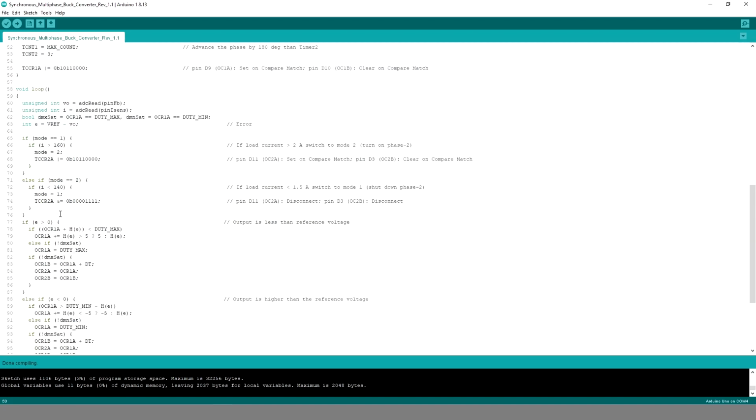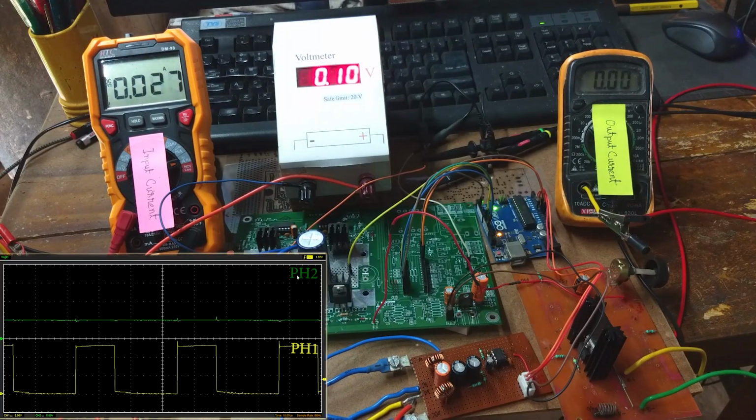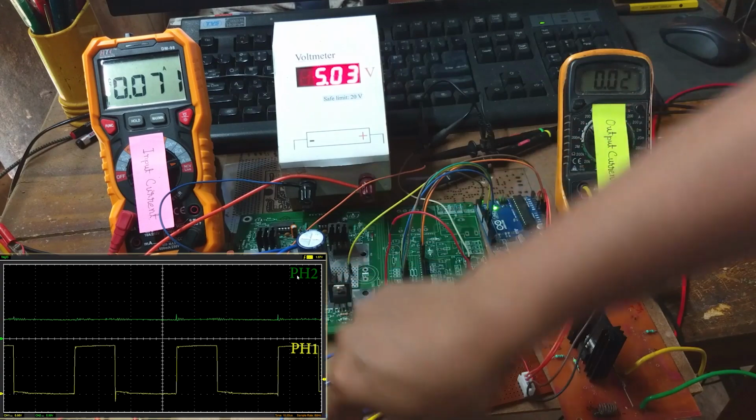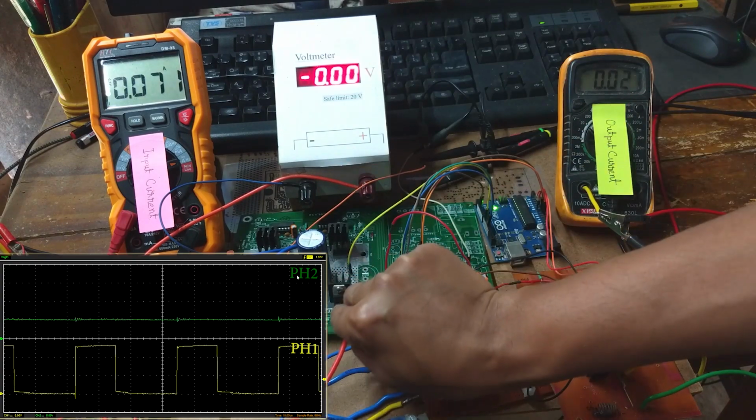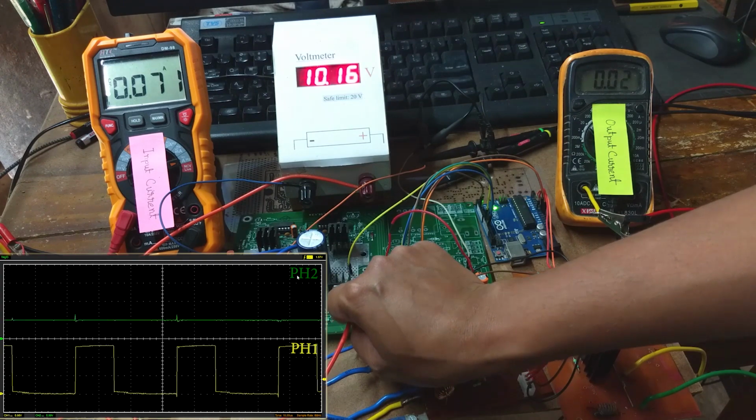If the load current is less than 1.5 ampere, the second phase will be shut down. It will be activated again when the load current will be above 2 ampere. For testing, I have connected this variable load circuit in the output of the converter. Let's turn on. Output voltage is okay. Input voltage is 12.72 volt.